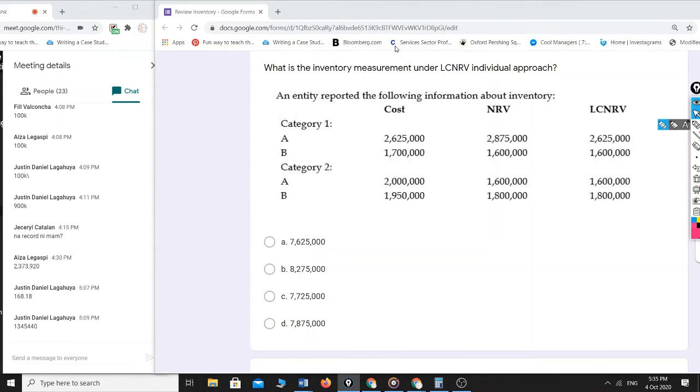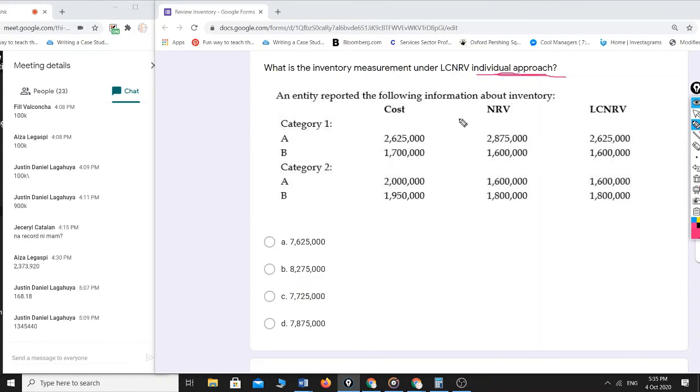Okay, what should be the correct or what should be the inventory amount LCNRV individual approach? You're going to choose the LCNRV in every item A, B, A, B. Category 1A, Category 1B, Category 2A, Category 2B. So, kay individual approach man go. So, that is what we mean by individual approach. So, we have individual approach, category approach, and total approach.